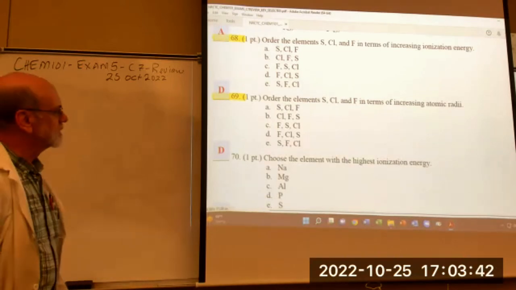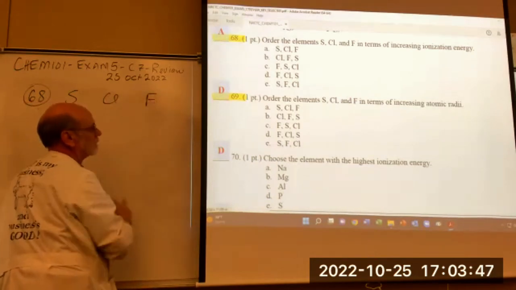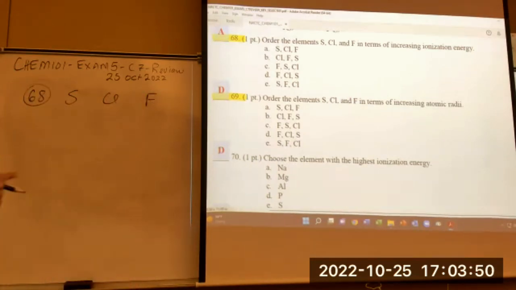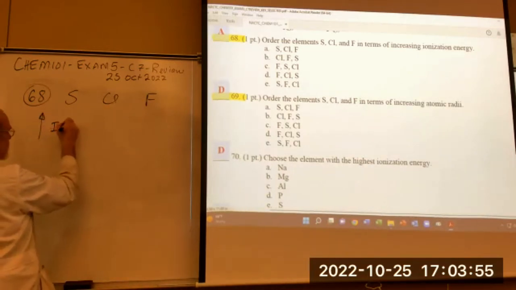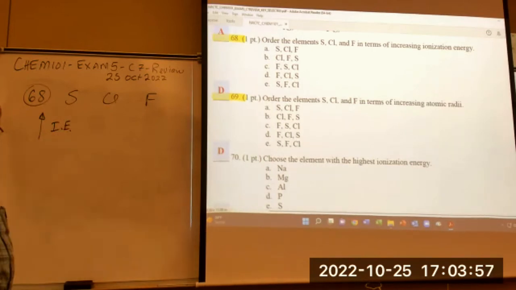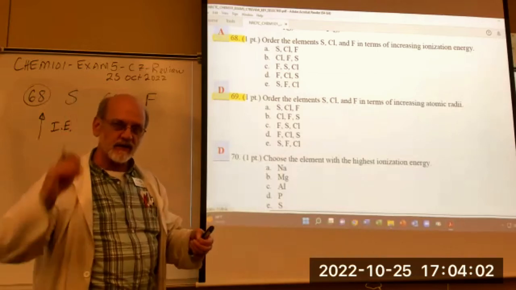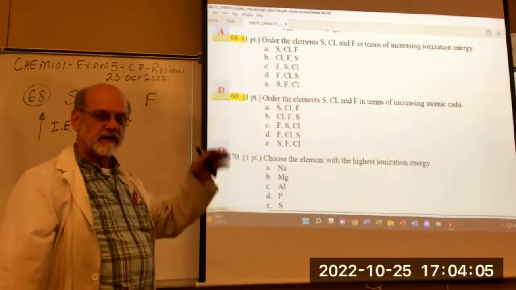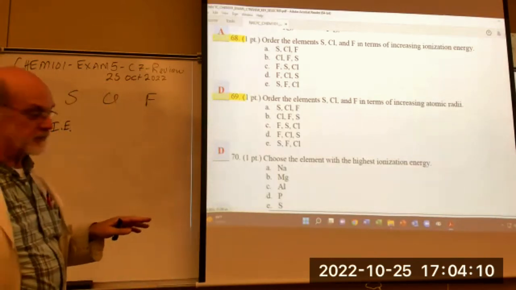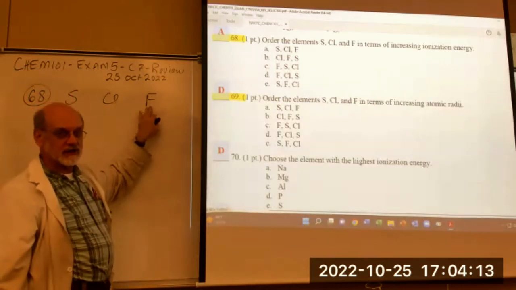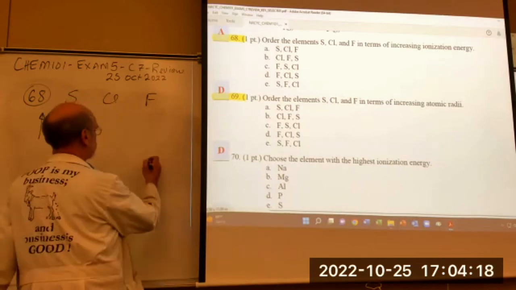Let's see, 68. Order the elements sulfur, chlorine, and fluorine in terms of increasing ionization energy, in that order, okay? What's the trend in the periodic table? Ionization energy increases from lower left to upper right. So let's see, where are they located relative to one another? This is the most upper right you can get. So this is going to be the highest ionization energy possible, fluorine.